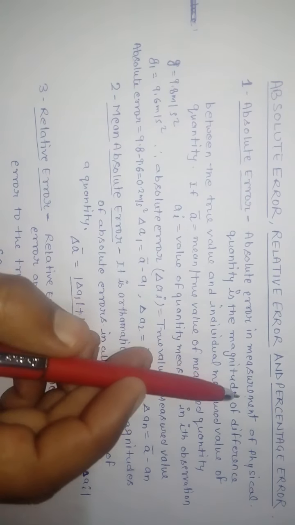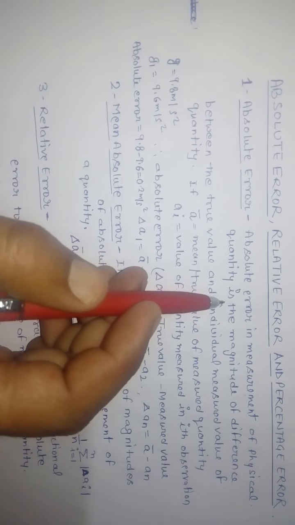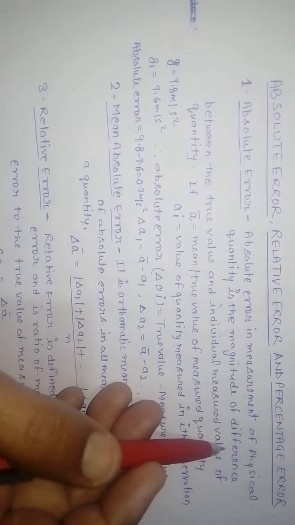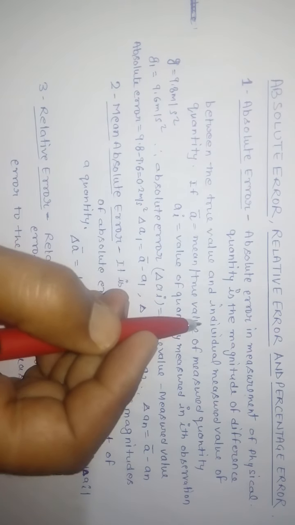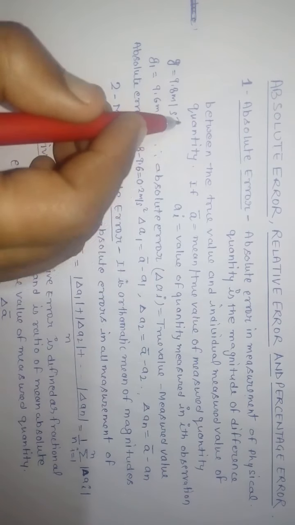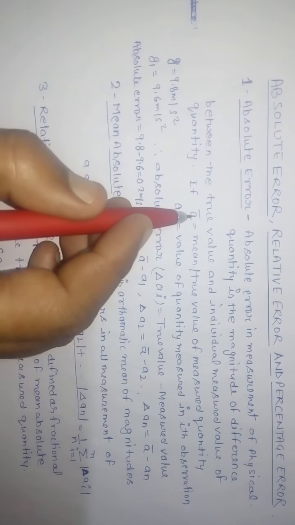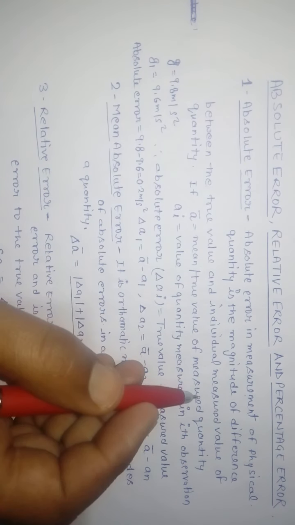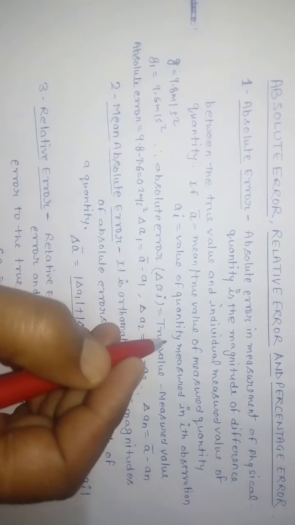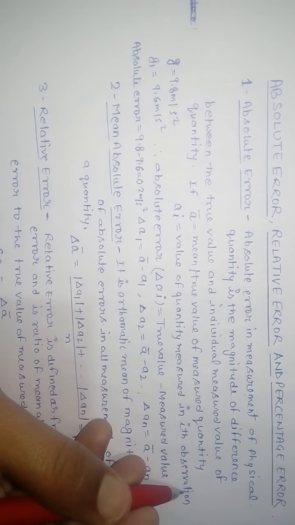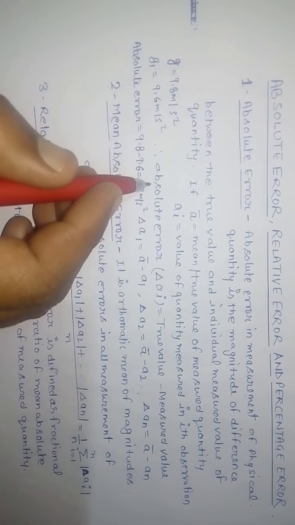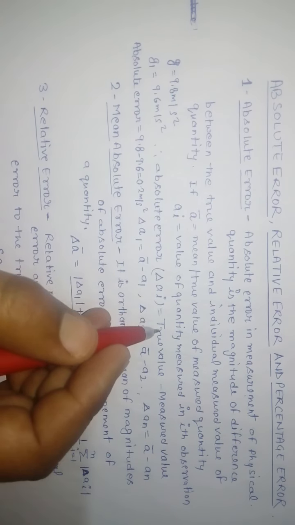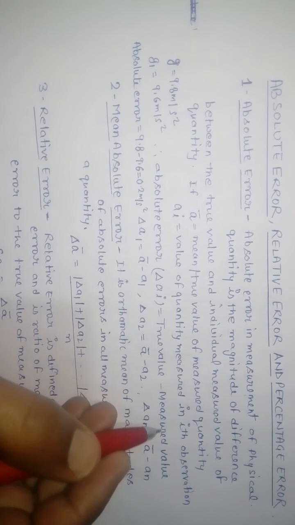Absolute error in measurement of a physical quantity is the magnitude of difference between the true value and individual measured value of the quantity. If A mean is the true value of a measured quantity, and Ai is the value of the quantity measured in the ith observation, then absolute error, which is delta Ai, is calculated as true value minus measured value.